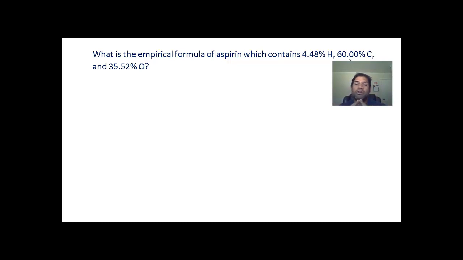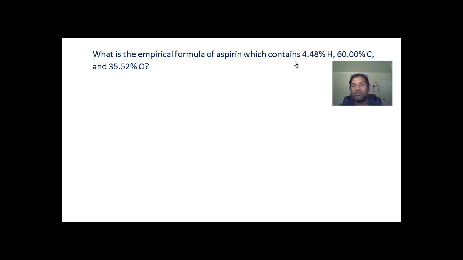Because they add up to 100%, we can go ahead and say we have 4.48 grams of hydrogen per 100 grams of aspirin, part over whole. We have 60 grams of carbon for every 100 grams of the whole molecule of aspirin, and we have 35.52 grams of oxygen over the whole amount of aspirin. So we have these in grams.